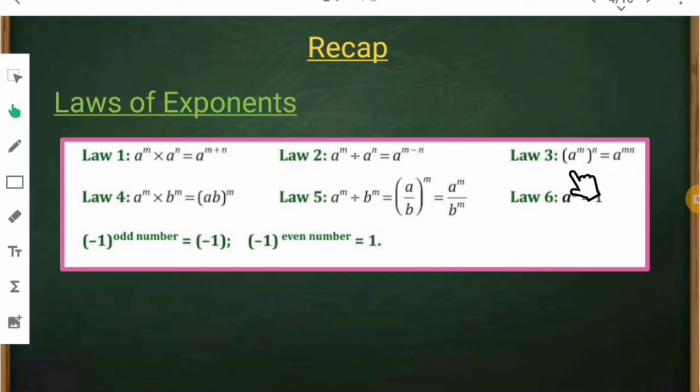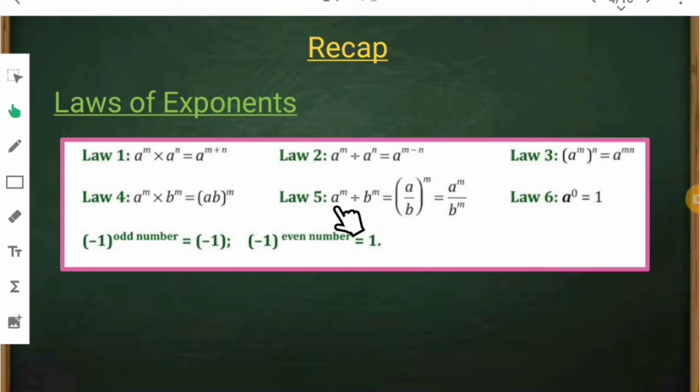And (a^m)^n, the whole power n, you can write as a^(m into n). And the fourth law is a^m into b^m. Here you have to see carefully. In law 1, the bases are the same. In law 4, the power, that is the index, is the same. So you can take it as a common index, so I write (ab)^m.